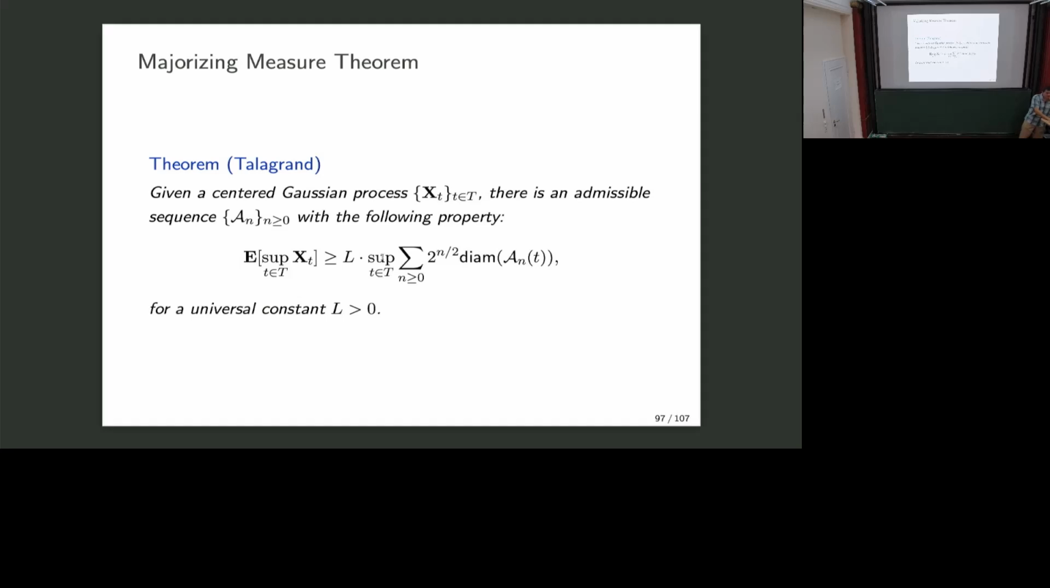So what does it mean? It means that no matter which vector you start with in your set of vectors, you trace its way down through that tree, and at level n of the tree, you look at the diameter of the piece of the partition that the vector lives in at level n, multiply it by 2 to the n over 2, and take the infinite sum as you go down this partition. For the right admissible sequence, that's a lower bound on the expectation of the supremum. The other direction, which I didn't write down, tells us that for every admissible sequence, this is an upper bound, up to constants, on the expectation of the supremum. So the right admissible sequence captures the expectation of the supremum.